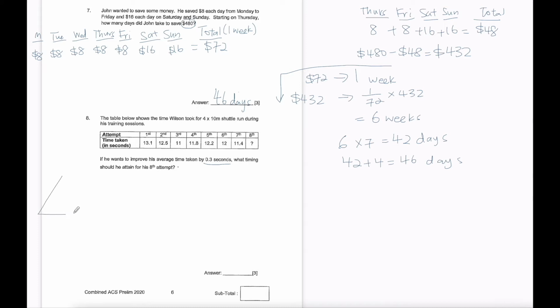Okay? So total will just be everything added up together, correct? From the first to the 7th session. So the number is 7 because there are 7 sessions. And the total will be 13.1 plus 12.5 and so on. Okay, I'm gonna get 84 seconds. Okay, so my average will just be 84 divided by 7, which is 12 seconds.